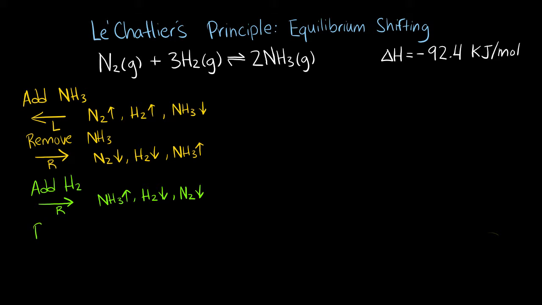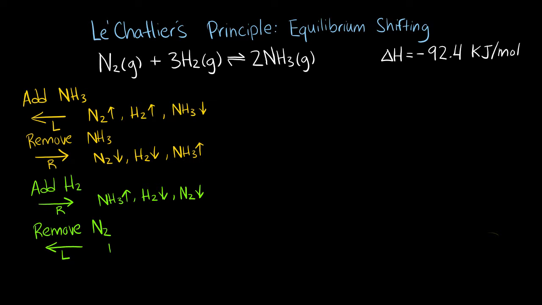Say that you remove some N2. If you remove a reactant, then that effectively slows the reaction down. It's as if you're baking cookies and someone comes in and steals some of your flour. It'll slow the reaction down, shift it toward the left.